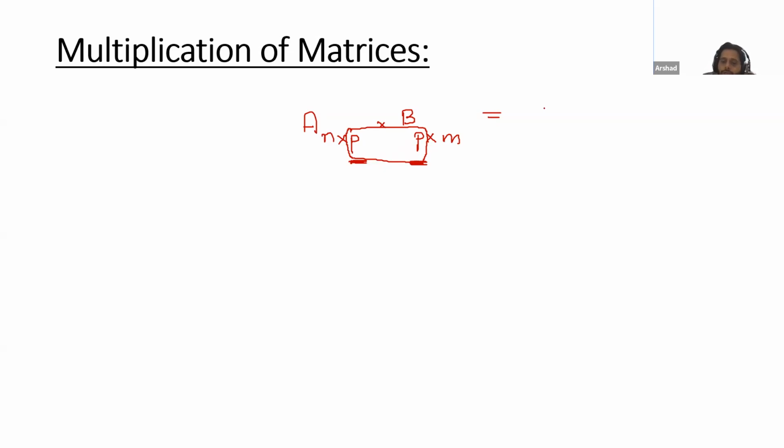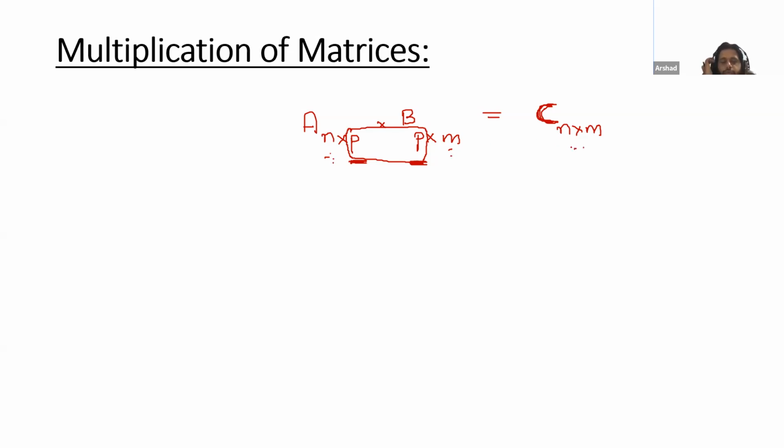Now suppose you're multiplying two matrices and you're getting a resultant matrix C. What will be the order of C? The remaining numbers which are present here. But please don't disturb the sequence. First you have n, write that, then you have m, write that.